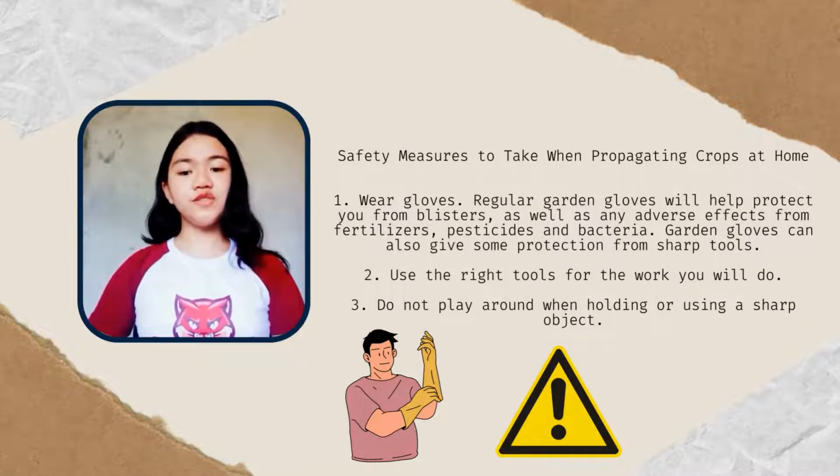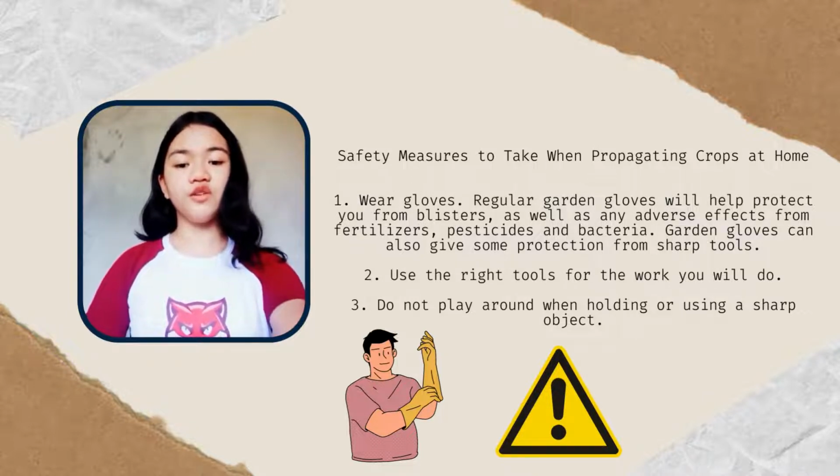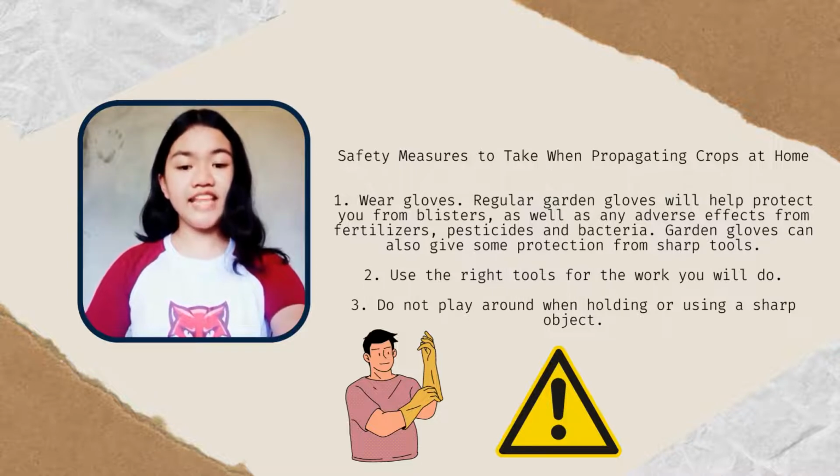Safety measures to take when propagating crops at home. First, wear gloves. Regular garden gloves will help protect you from blisters as well as any adverse effects from fertilizers, pesticides, and bacteria. Garden gloves can also give us some protection from sharp tools.